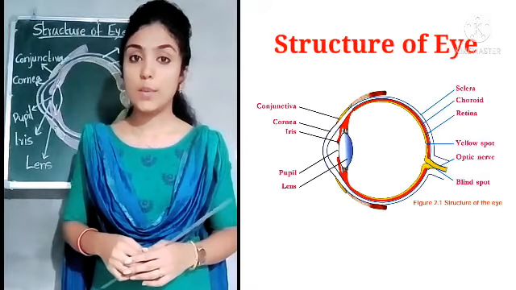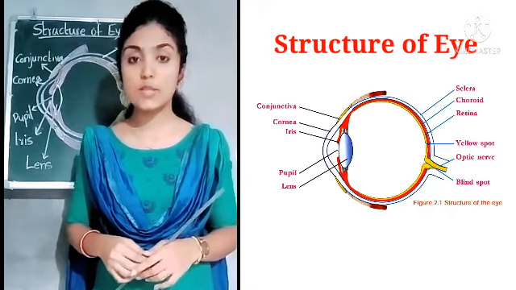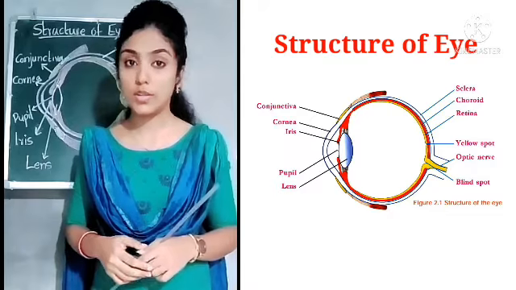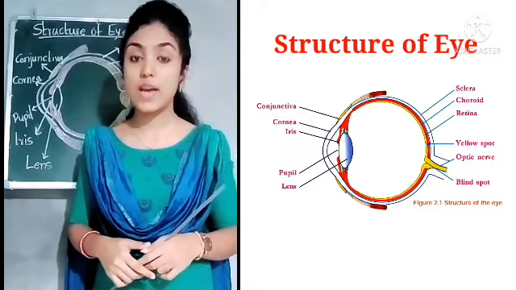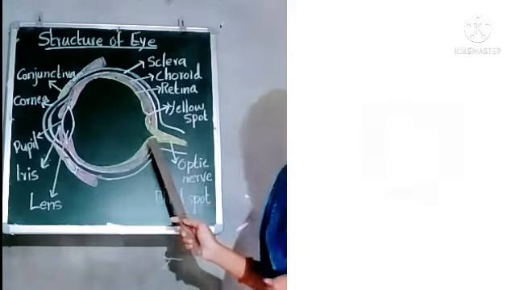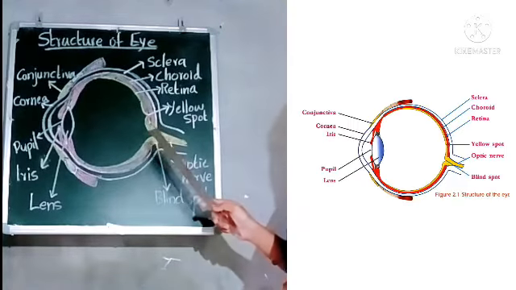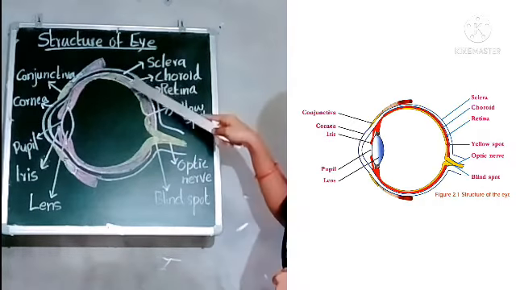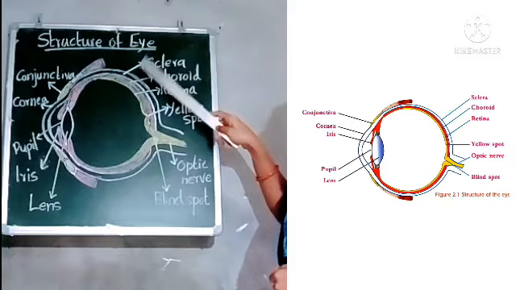Now, we shall learn about the structure of eyes. So look at figure 2.1 in your textbook. There you can see the entire structure of eyes. So the same structure is represented here. So first let us learn the three layers of eyes. Here you can see there are three layers.